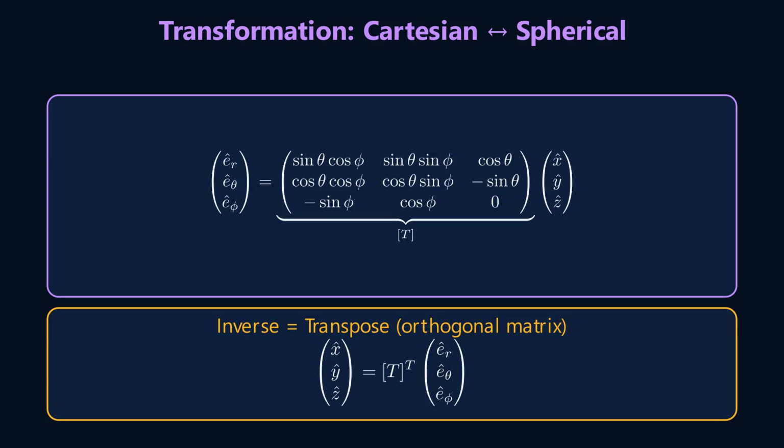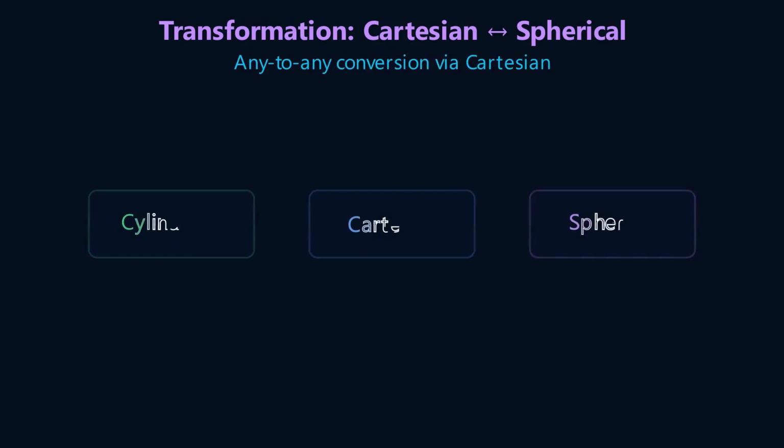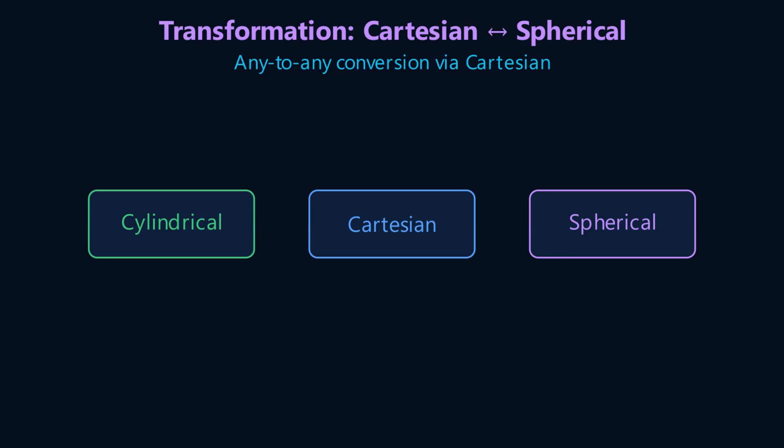Now here is a powerful trick. These transformation matrices are orthogonal. This means the inverse is simply the transpose. To go from Cartesian back to cylindrical or spherical, just transpose the matrix. Swap rows and columns. And to convert between cylindrical and spherical, go through Cartesian as an intermediate step. First convert to Cartesian, then convert to the target system. With just these two matrices and their transposes, you can transform between any pair of coordinate systems.